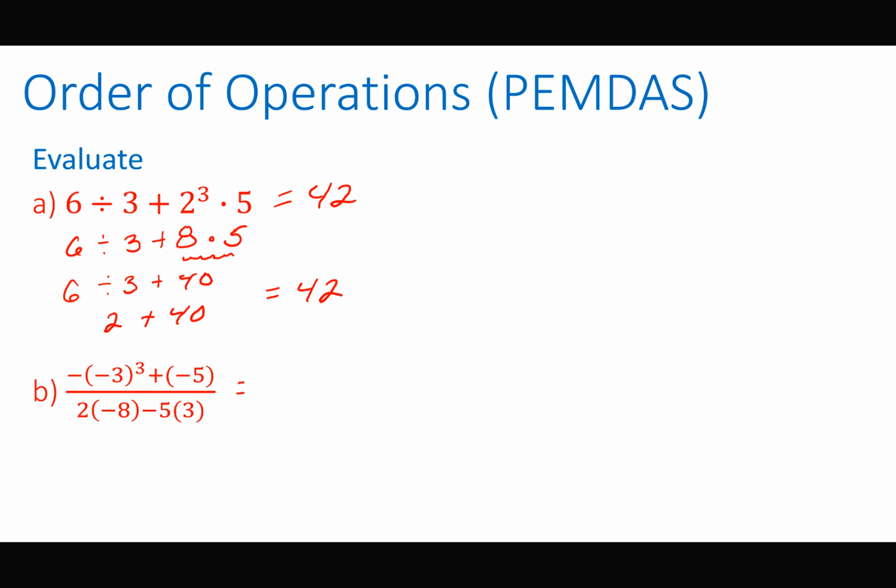The P in PEMDAS can also be treated as a G for grouping. And when I say G for grouping, we think that the top and the bottom are separate groups. And so we would tackle this, do the top, the numerator, get a number, and then do the bottom, the denominator, and get a number, and then divide. So we do our tops first. So negative times negative 3 cubed. First off, what is negative 3 cubed?